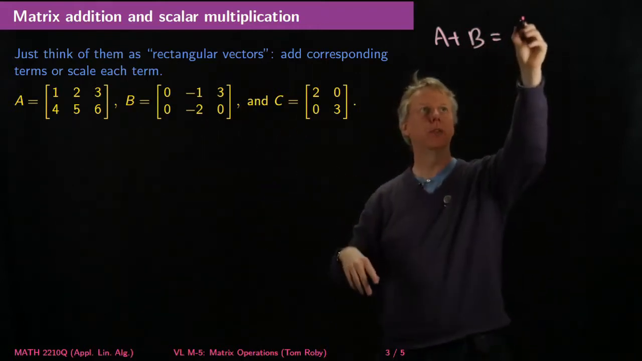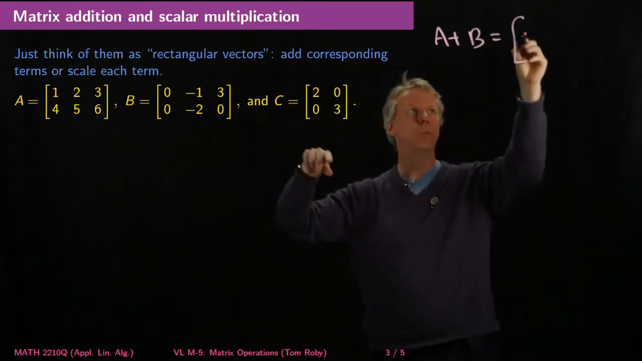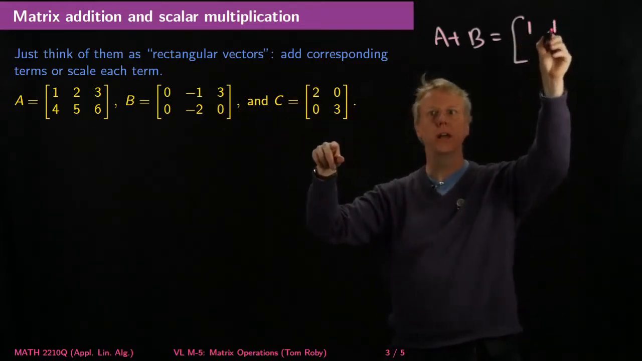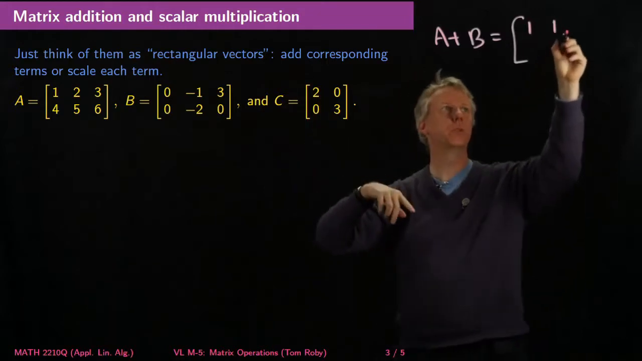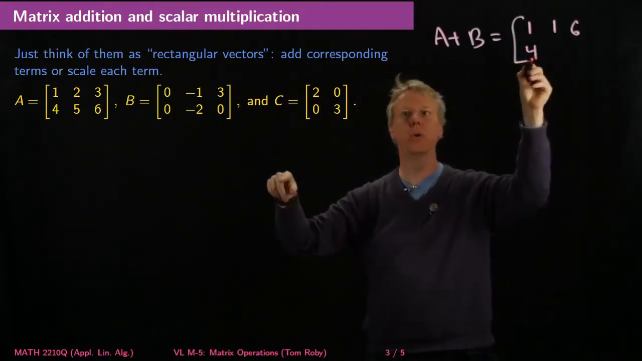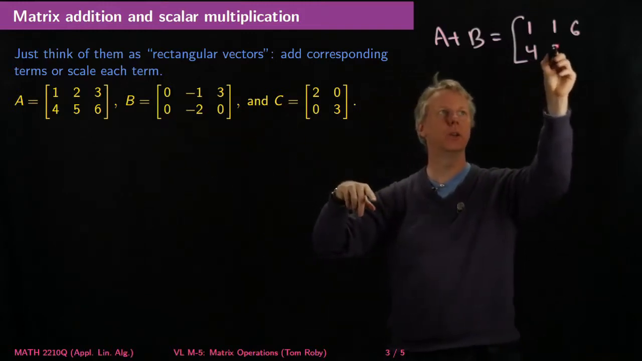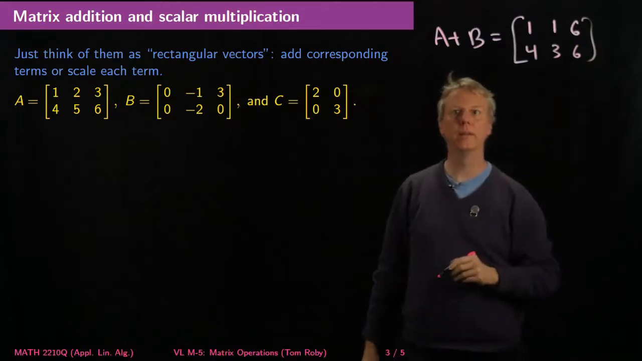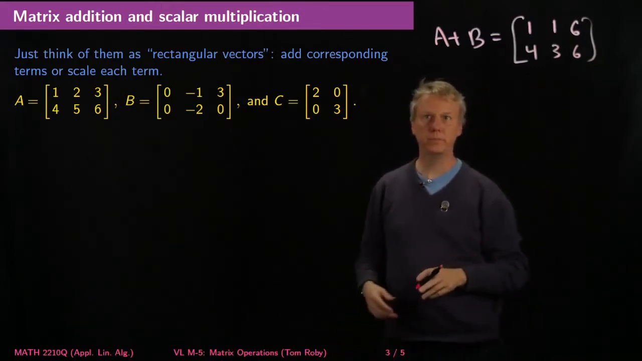is going to be a 2 by 3 matrix where I add 1 plus 0 and I get 1. I add 2 plus minus 1 and I get 1. I add 3 plus 3 and I get 6 in this component. In row 2 I add 4 plus 0 and I get 4. I add 5 plus minus 2 and I get 3. I add 6 plus 0 and I get 6. Okay? So that was easy enough.